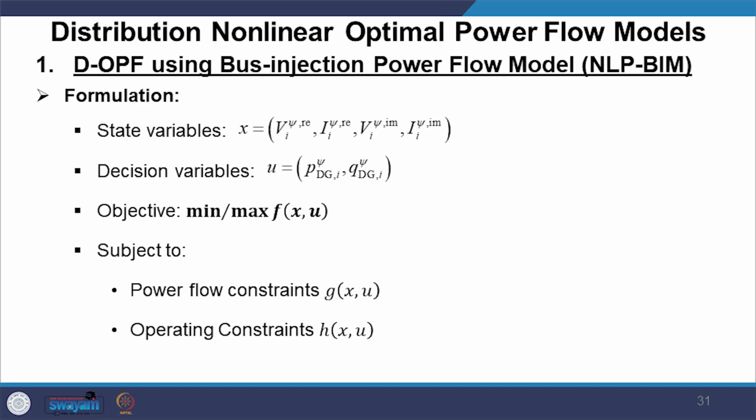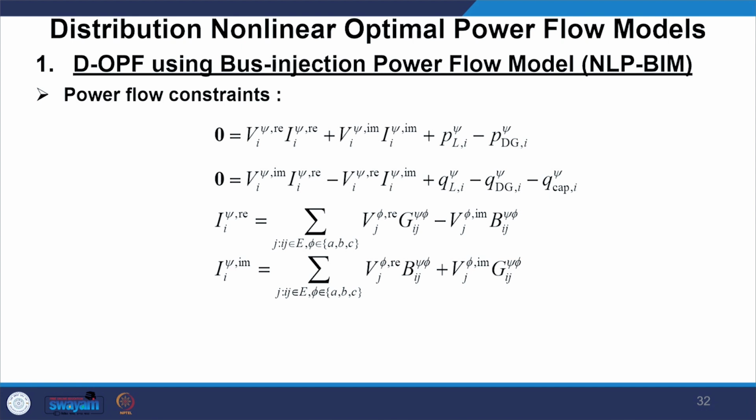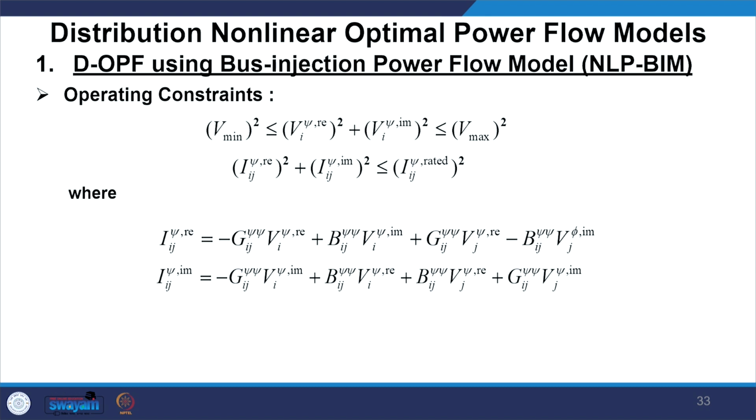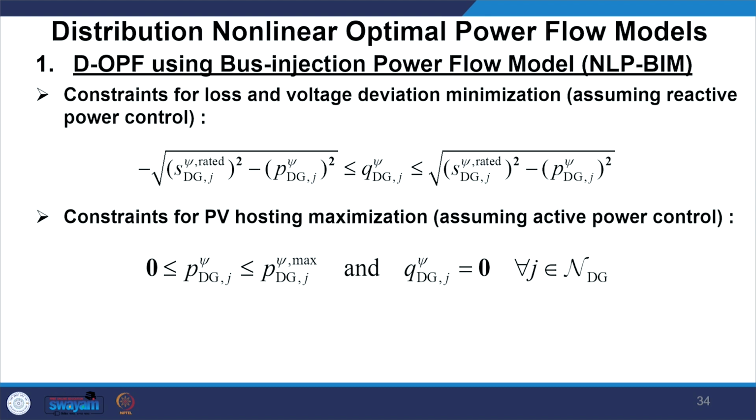Now, this is the formulation, and you can have different constraints such as power flow constraints and operating constraints. So, this is basically your bus injection power flow model, NLP BIM, and the second one, again you can have different operating constraints for your voltages, you can have operating constraints for your currents, and in the same bus injection power flow model you can also consider the reactive power requirement QDG to be less than or greater than a particular range, and you can also consider the constraints for PV hosting maximization capacity assuming active power control.